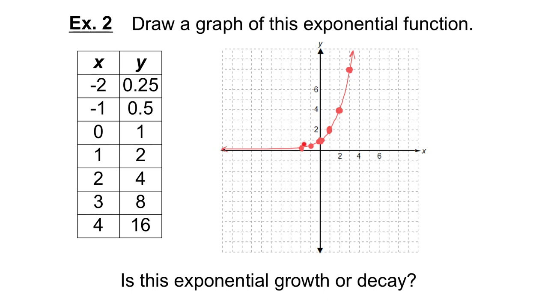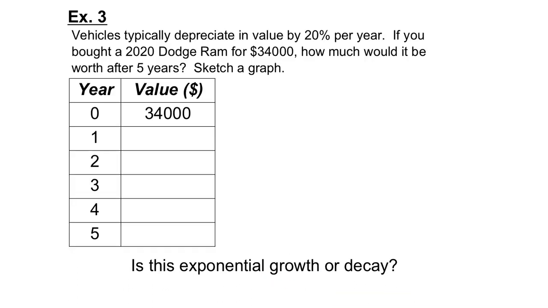Now, this is what an exponential function looks like. Is this exponential growth or decay? What do you think? Well, it's growth because as you read the graph from left to right, the values are growing. The y values are getting bigger. So if the y values are getting bigger as you read from left to right, then that's a growth curve. This is exponential growth. Decay would be the opposite: if your y values are decreasing as you read the graph from left to right. So let's apply this.